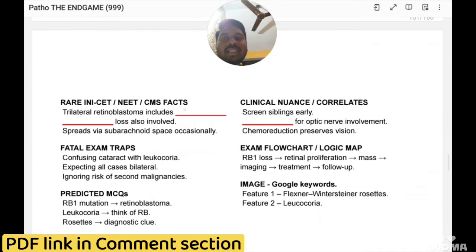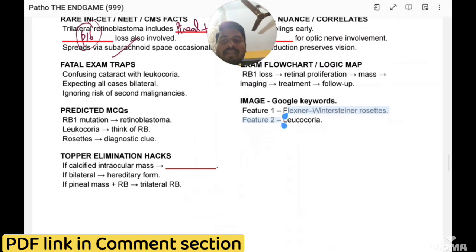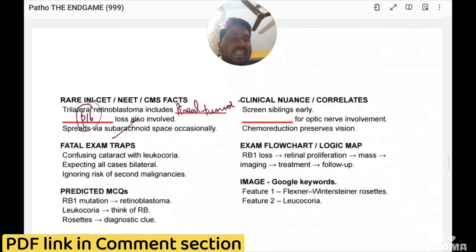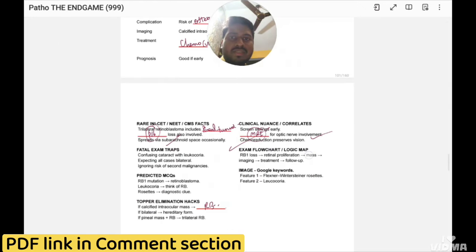Next, trilateral retinoblastoma includes a pineal gland tumor. P16 loss is also involved. P16 is one more gene whose loss is also seen in retinoblastoma. If calcified intraocular mass, think of retinoblastoma. Next, MRI is used to see for optic nerve involvement. So these are the most important things from retinoblastoma.